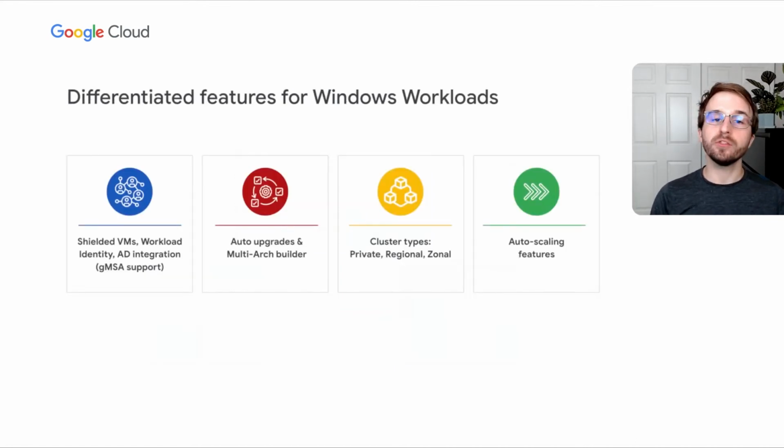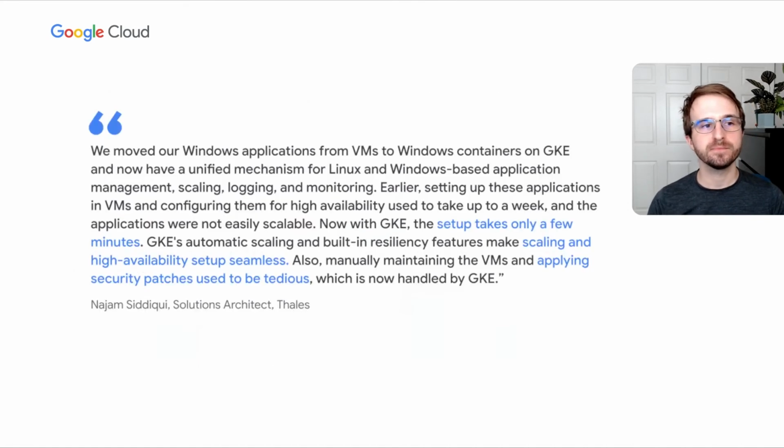And just like with the other managed services I've talked about today, we've heavily invested in GKE for Windows containers. Here are a few of the differentiated features, ranging from Active Directory integration to multi-arc builder, which makes it easier to build container images for multiple versions of Windows Server. In addition, you get some of the same great features that are available with GKE for Linux, like auto-scaling. We're just scratching the surface on this slide. For more information on GKE for Windows, there's a link to a webinar at the end of the presentation.